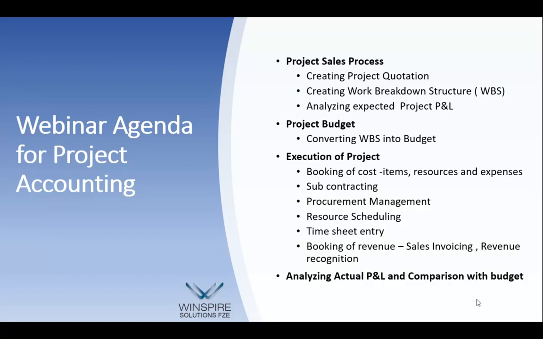Once a project file is created and the WBS gets converted into budget, the budget figures get locked. This can be exempted only by the top management with specific approval and workflow authority. And then we start executing the project.